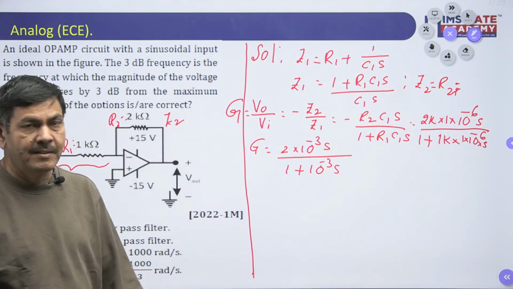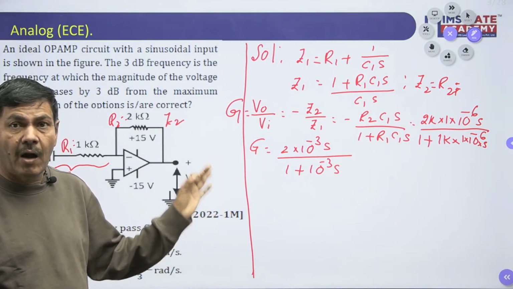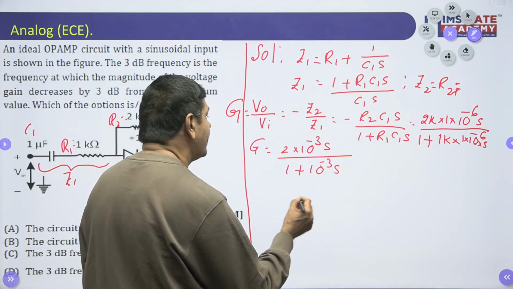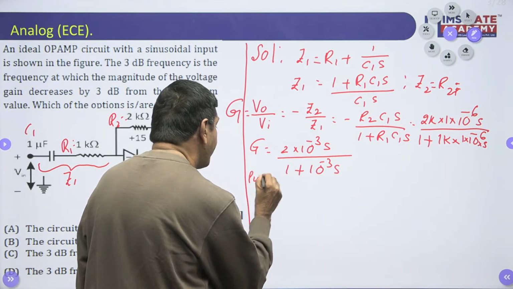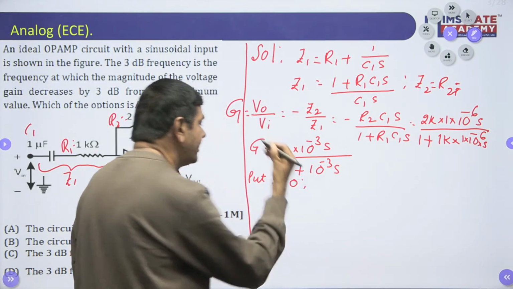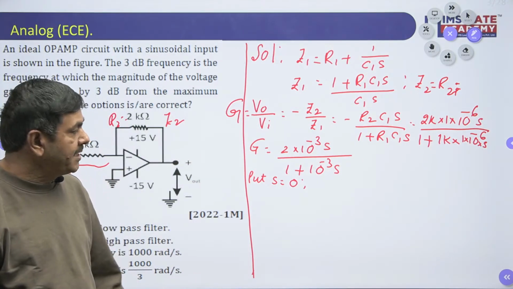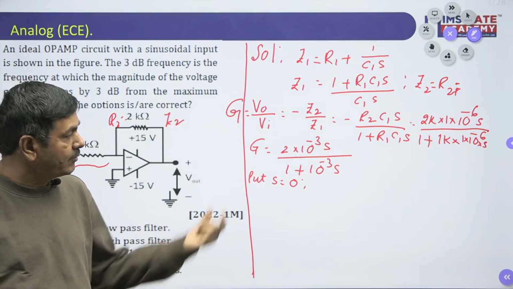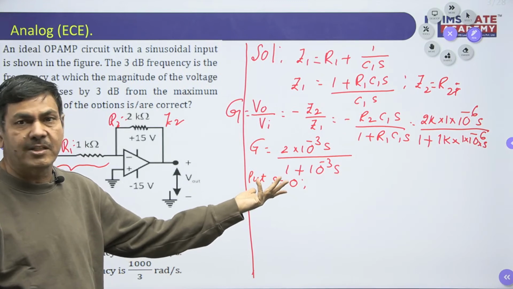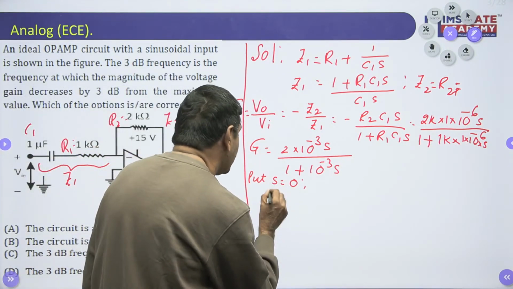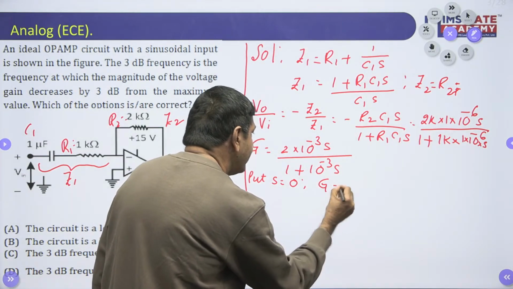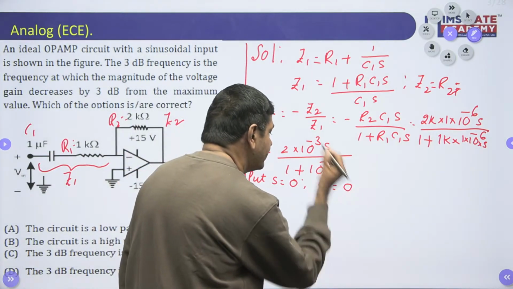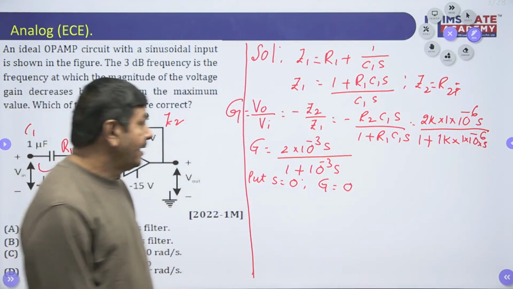Now catch my point. We got the gain. Now how to identify the type of the filter? You must first put S equal to 0 in the gain. S equal to 0 means S equal to j omega, and omega equal to 2 pi times frequency, so frequency is also 0. When S equal to 0, 0 into something is 0, 0 by something is 0. I got 0.